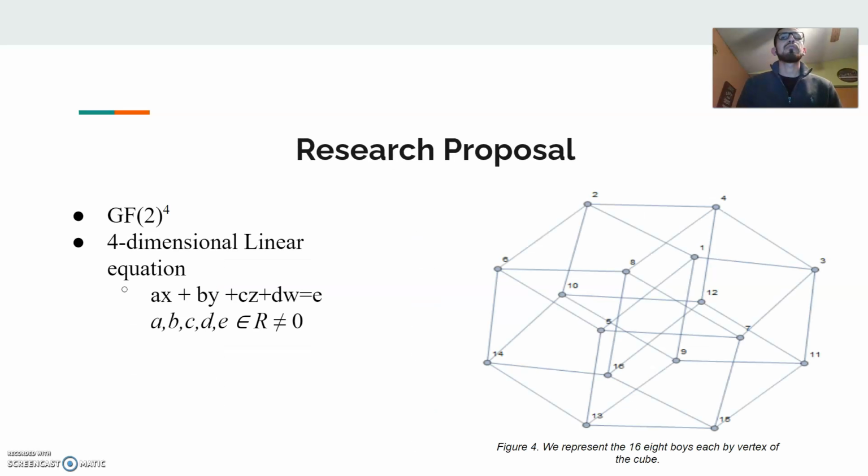Now, for my research proposal, we would take a similar approach, but instead of working with 8 players, we're going to be working with 16 players. Like the first example, we're going to be working with Galois field. Unlike the first example though, we're going to be working with Galois field 2 to the 4th power, meaning we're going to be working in a 4-dimensional space.